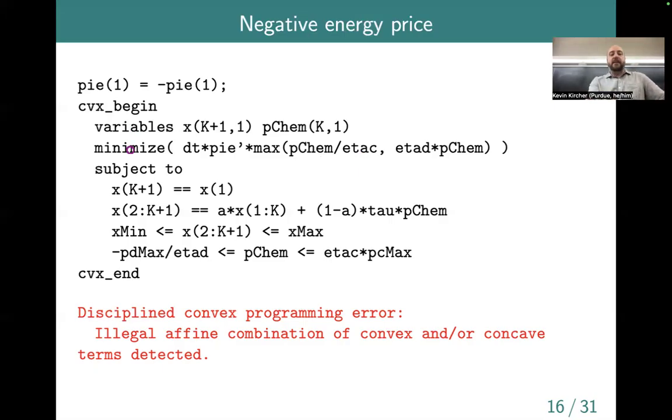Yeah, so we're trying to minimize this thing here as a convex function, but if you multiply a convex function by a negative number, it becomes concave. And so now we're trying to minimize a concave function, and that does not match the rules of convex programming.